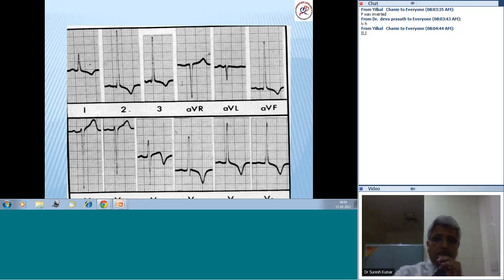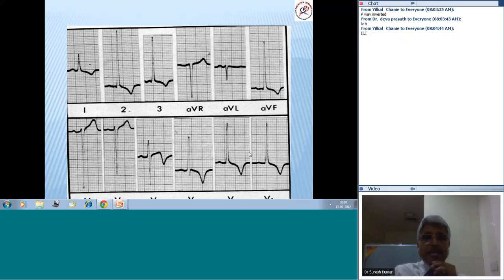You need to know that there is left ventricular hypertrophy. And why the query initially? It's pretty evident. If you see the V5, V6, they are quite tall, and you can see the grid. So there's no difficulty in saying that the R waves in V5, V6 are more than 25 millimeter, and there is an ST depression and T inversion. So that suggests a pressure overload or strain pattern.